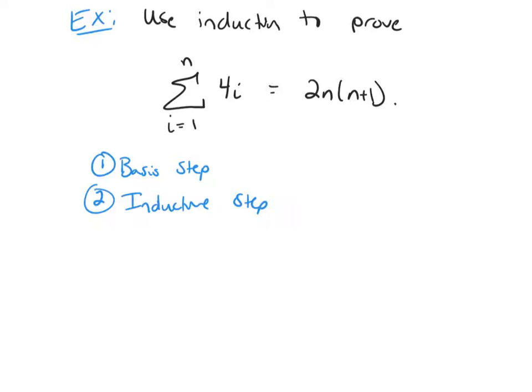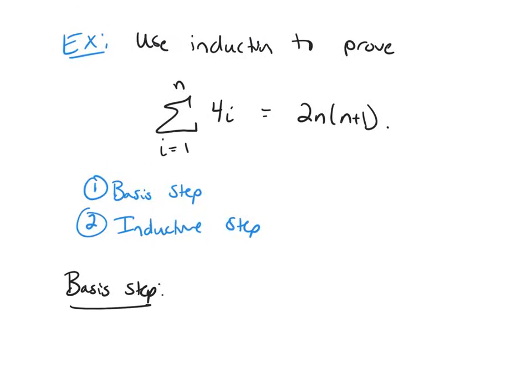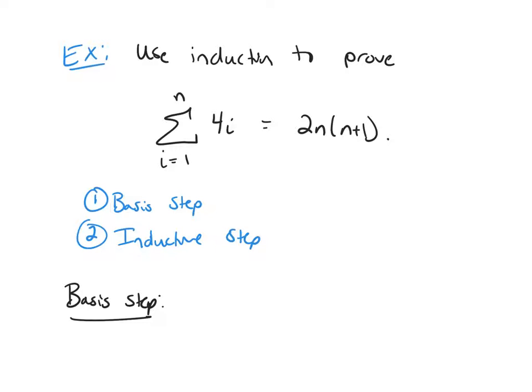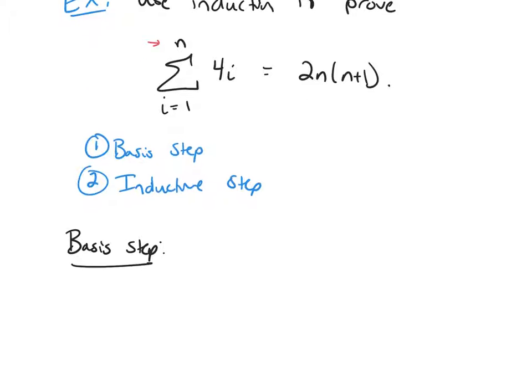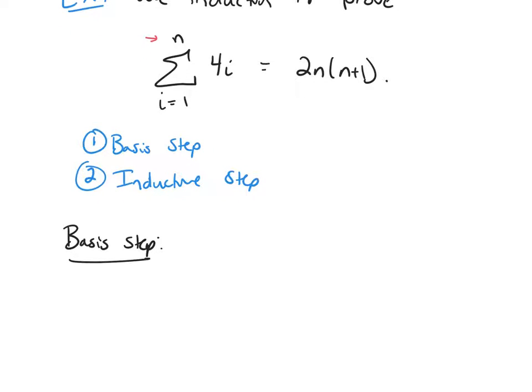The basis step is where you prove that the formula is true for your initial value. So here, the smallest value that n could be is 1. So our initial value is n equals 1. If I plug n equals 1 into the left side, there's only one value i could be, which is 1. So it's not really a summation anymore. It's just the number 4.